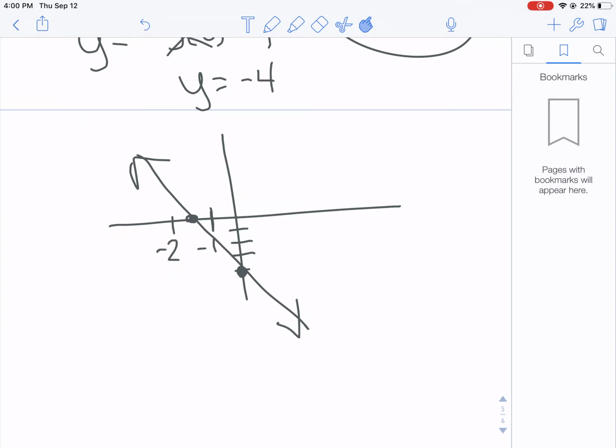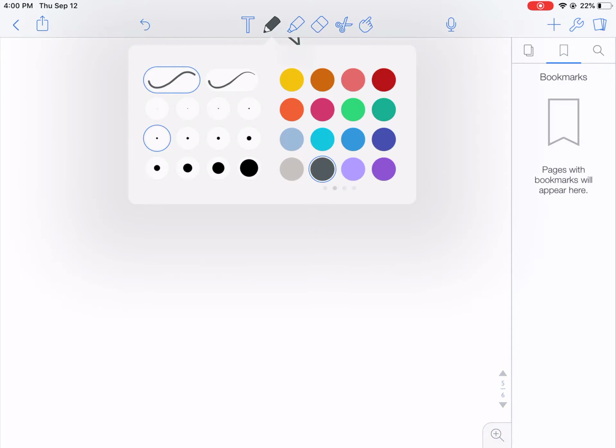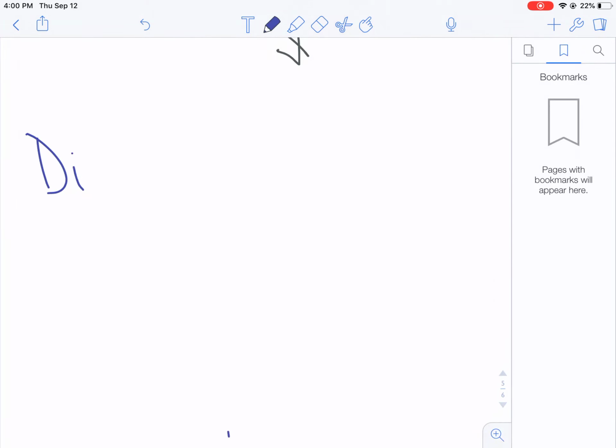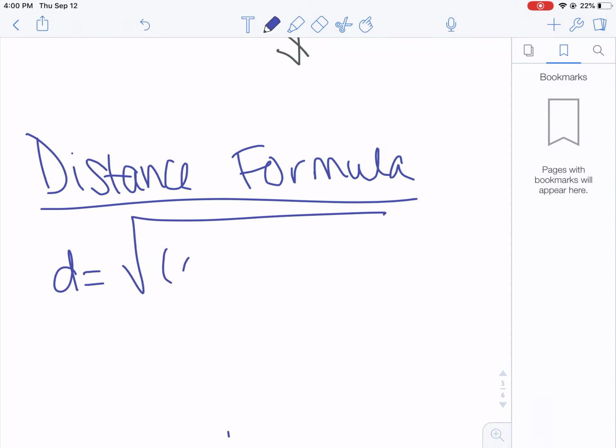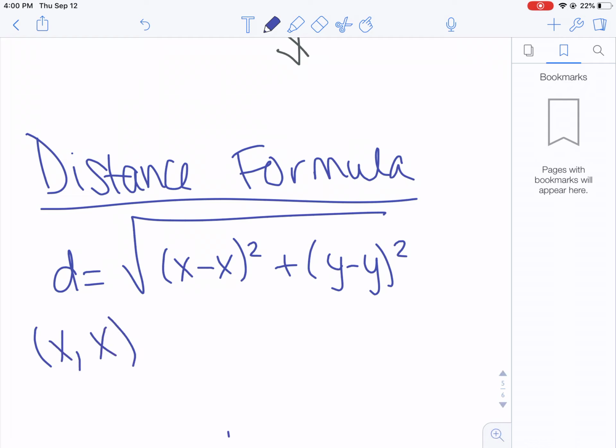All right, so now we're going to throw it back to geometry. Ooh, everyone loves geometry, and we're going to talk about the distance formula. So the distance formula is great if you are given two locations and you want to find the distance between those 2 points. So to find the distance between 2 points, we're going to take d equal to the square root of x minus x squared plus y minus y squared. And you're going to be given 2 points, and you're going to plug them in and solve.